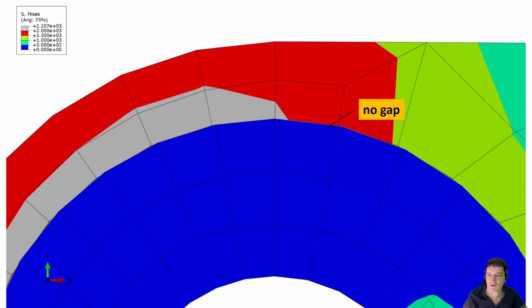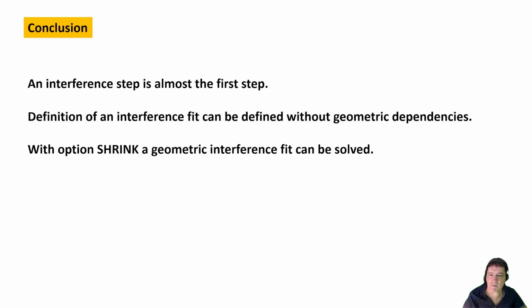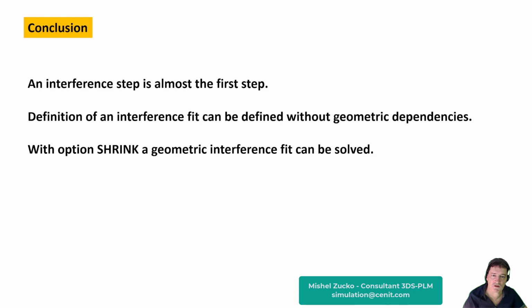At last, the conclusion. An interference step is almost always the first step. The interference fit can be defined without geometric dependencies. Geometric interference fit can be solved with the shrink option.